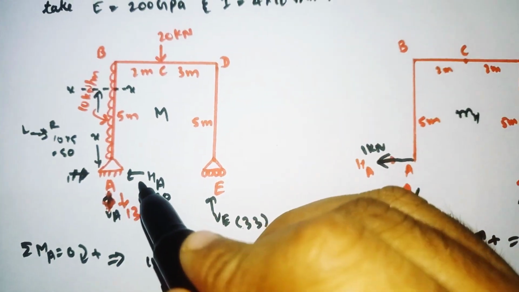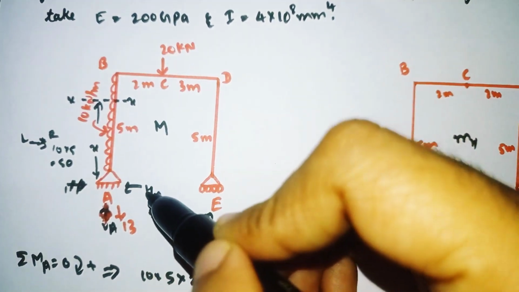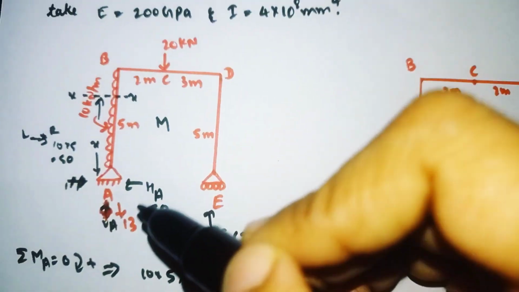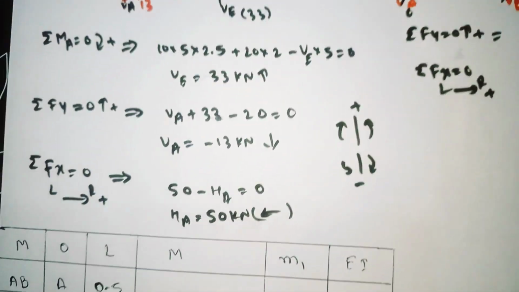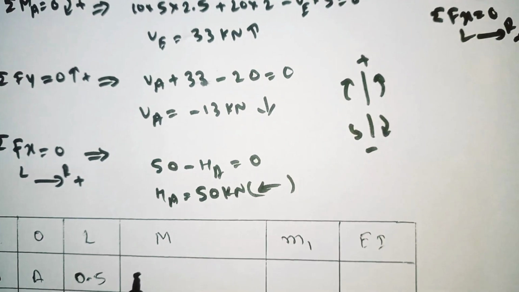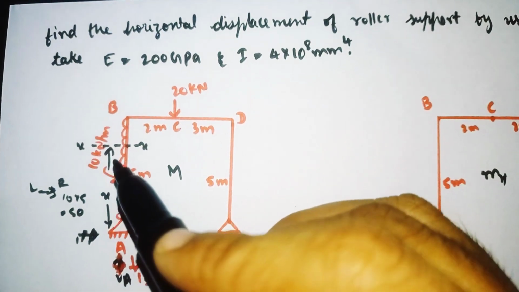So HA is moving upward, so we need to take it as positive. At what distance from this section is it moving? It is moving at a distance of x from here to here. So it means 50 into x. So write it here, 50 into x.